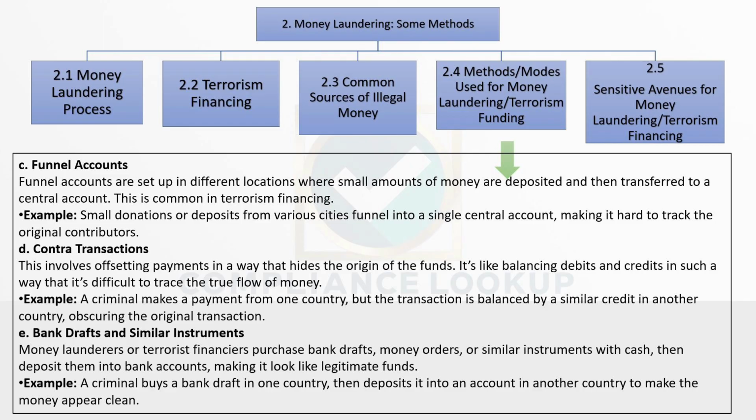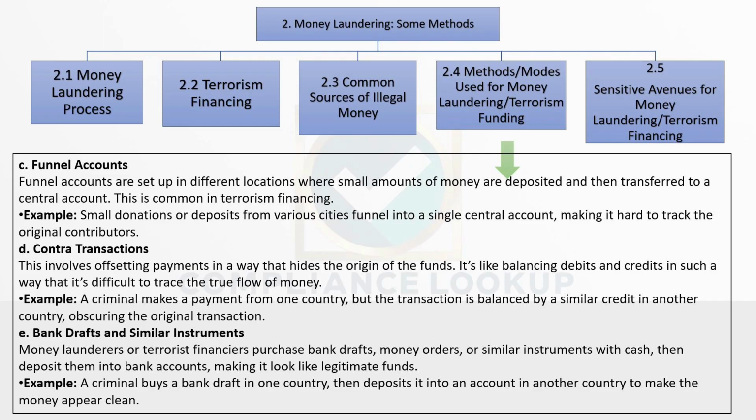D. Contra transactions. In this method, criminals offset payments between different accounts, countries, or currencies to obscure the origin of the funds. It's like creating a balance of debits and credits, so it becomes tricky to follow the actual money trail. Example, a criminal makes a payment in one country, but an equivalent amount is credited in another country. This makes it challenging for authorities to track the movement of funds since the original transaction gets balanced by another, appearing as if no real movement happened.